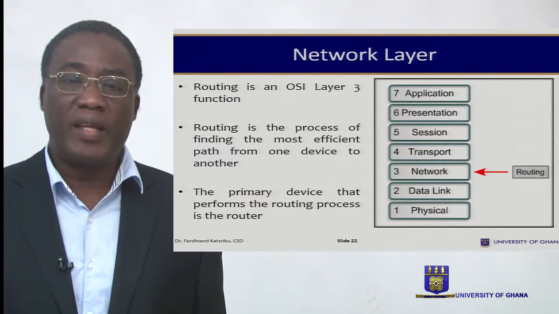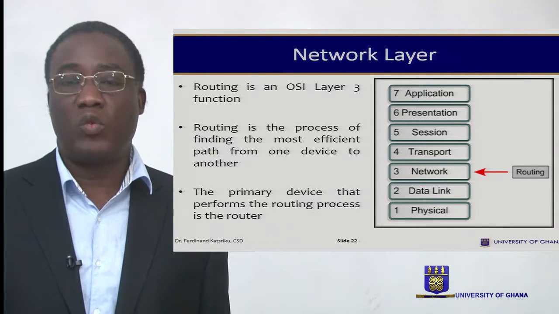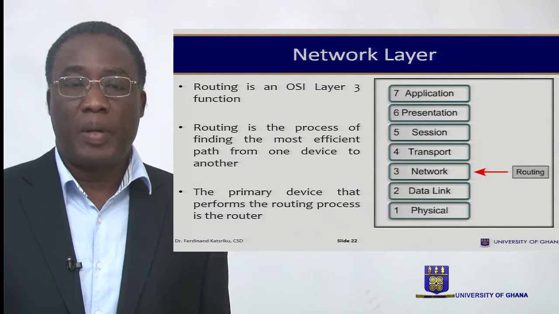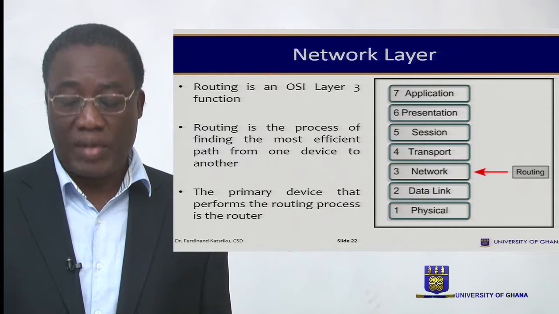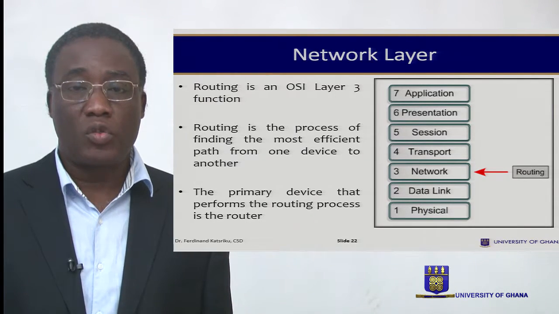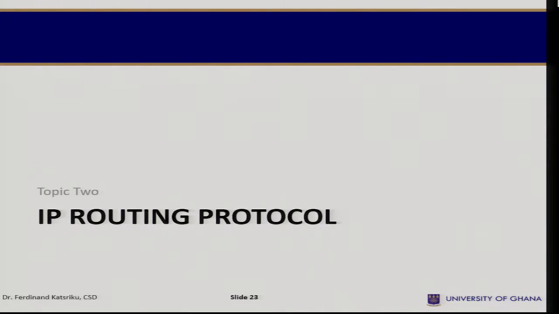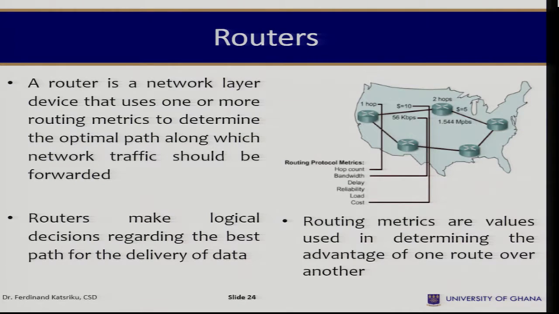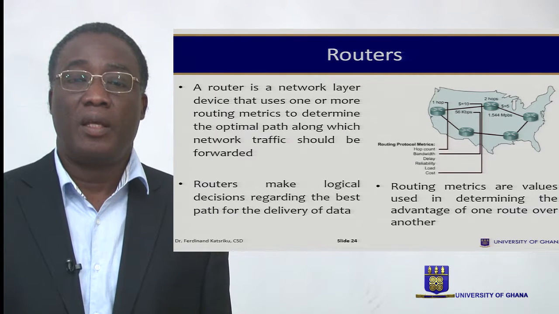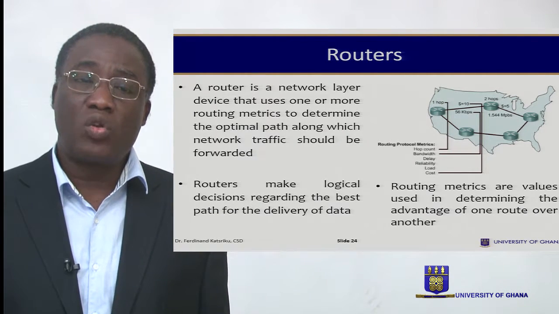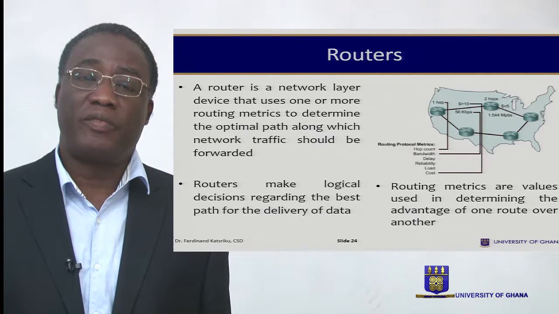Routing, we said, is a layer 3 function. It's the process of finding the most efficient path from one device to another. The primary device used for this is a router. So this is the network layer thing. So, IP routing protocols. A router is a network layer device, layer 3, that uses one or more routing metrics to determine the best path along which network traffic should be forwarded. Routers make logical decisions regarding the best path for the delivery of data.